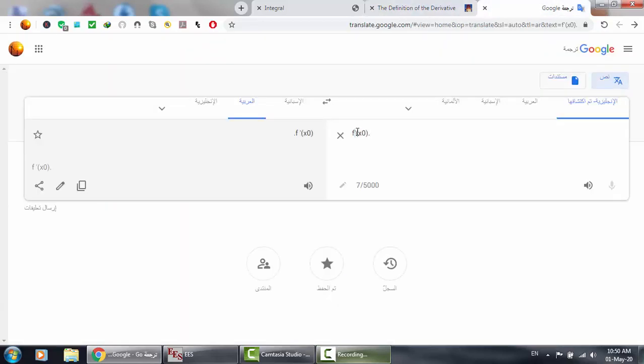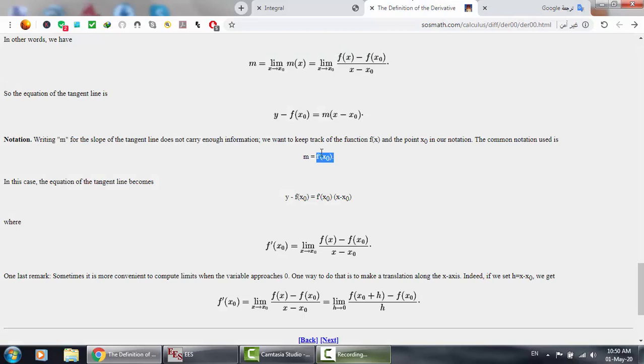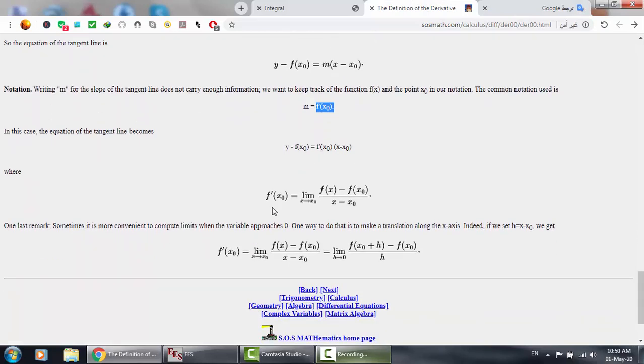Yeah, this is dash because it is the derivative. Okay, so the derivative, I can get the derivative also from the limit as x goes to x naught of f(x) minus f(x naught) divided by x minus x naught. Okay, so one last remark, sometimes it is more convenient to compute limits when the variable approaches 0.